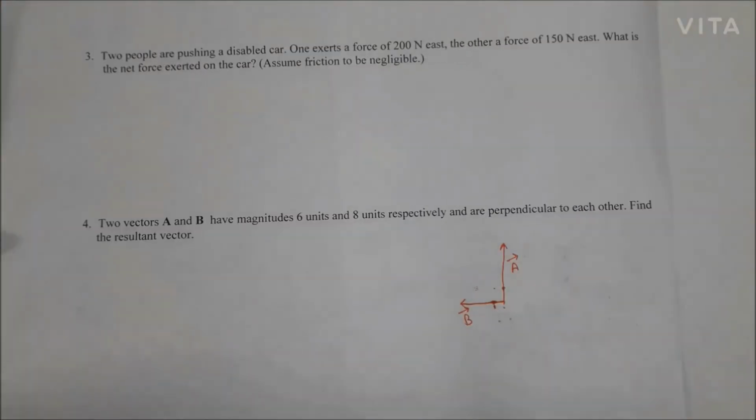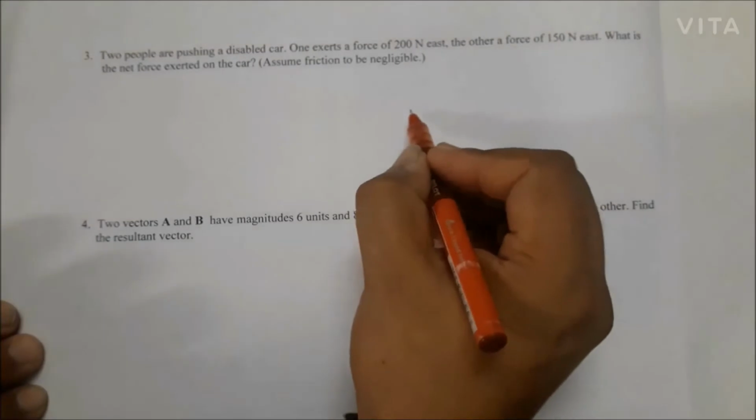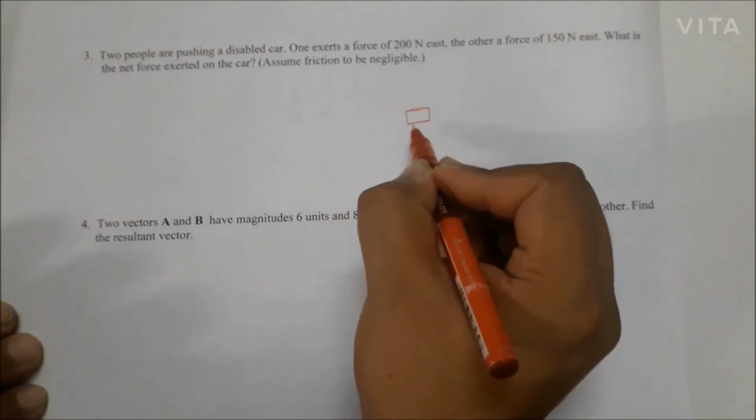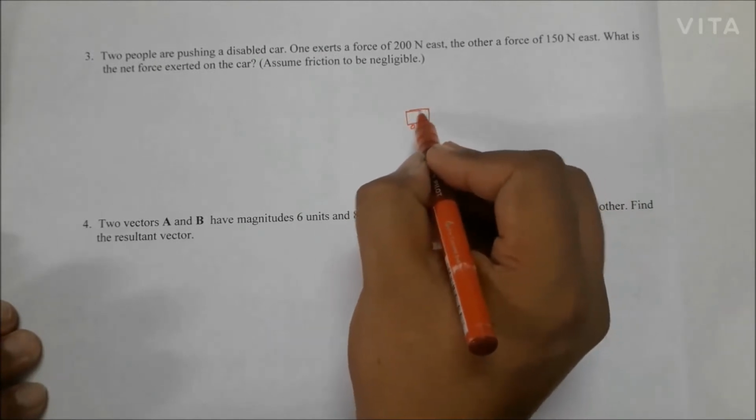Now look at this question. The next one: two people are pushing a disabled car. One exerts a force of 200 newtons east and the other a force of 150 newtons east. What is the net force exerted on the car, assuming friction to be negligible? Say this is my car. Maybe its petrol is not there, so maybe, say this is a car.